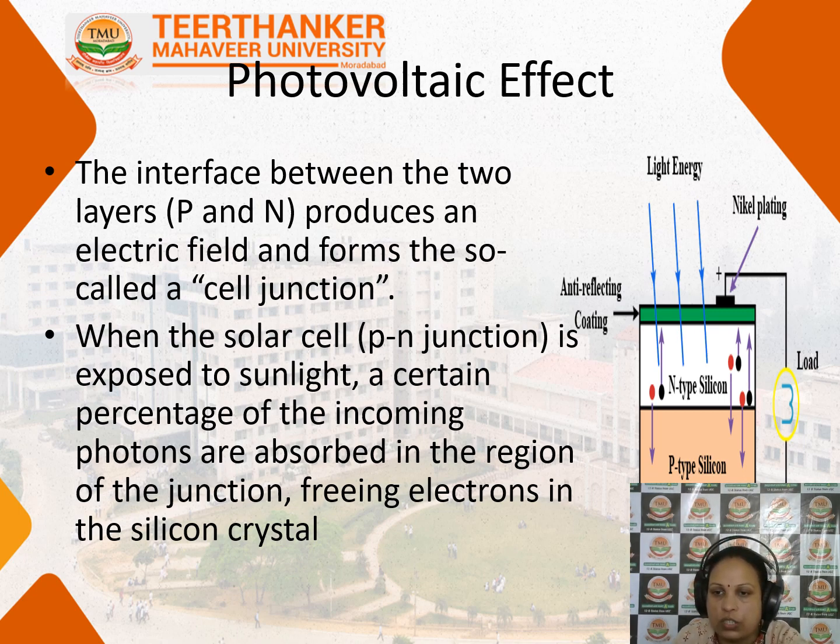So this electron will travel and enter into the P terminal. There is an interface between the P and N, which produces an electric field, and it is called a cell junction. Now when the solar cell is exposed to sunlight, a certain percentage of incoming photons are absorbed in the region of the junction. Thus an electron is released from the silicon crystal.